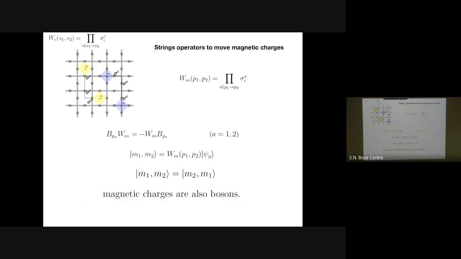It's an exactly similar story for the magnetic charges, the other kind of excitations, which live on the plaquettes. Instead of sigma z, you now use sigma x, and you perform the same kind of operations, but now instead of strings of operators living on this square lattice, you think about strings of operators living on this dual square lattice, obtained by joining the midpoints like this. So this other kind of excitation, which lives on the plaquettes, which I'll call magnetic charges, are also bosons. They will exchange and get back the same wave function.